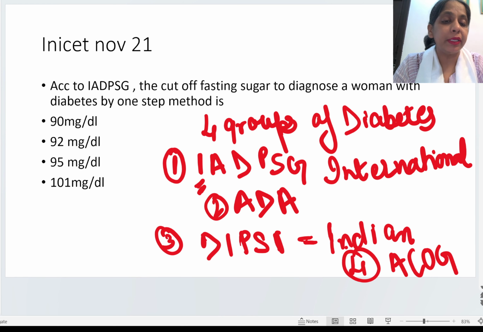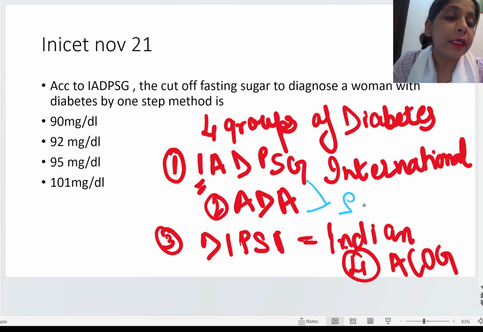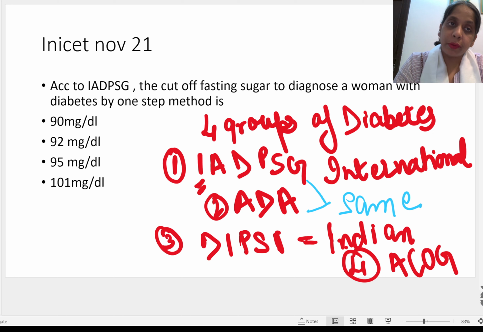IADPSG and ADA have the same recommendations, so even if you learn IADPSG, the same is the recommendation of the ADA. We will see how the Indian one is slightly different and more practical. The fourth group is the ACOG. So basically we have to learn three recommendations. If you want to learn only one, do learn the IADPSG group.